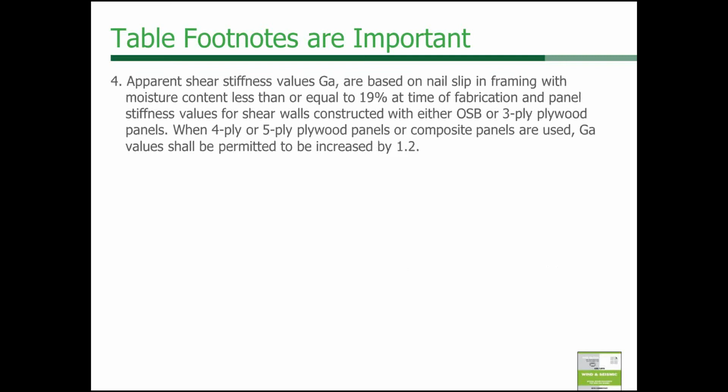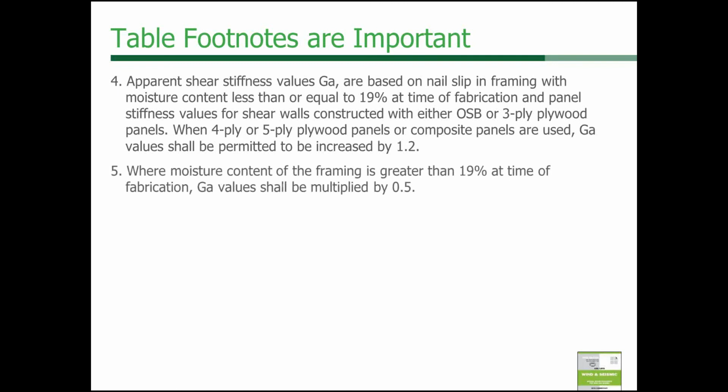Now footnote 4, that deals with the apparent shear stiffness. It's assumed that the apparent shear stiffness is based on the framing being less than or equal to 16% moisture content. Also, it's assuming that you have OSB or 3-ply plywood. Now, if you have something greater than 3-ply plywood, you can have a 20% increase in your shear capacities. So one thing to remember.